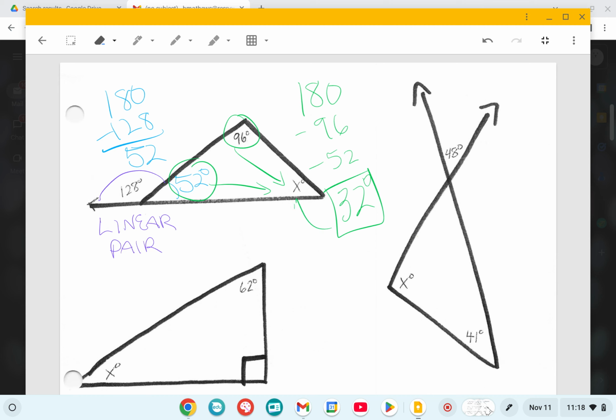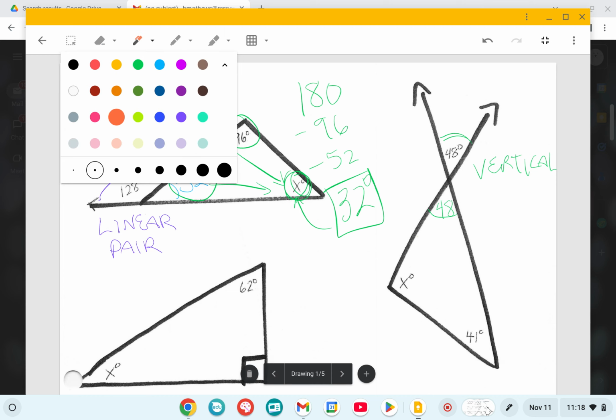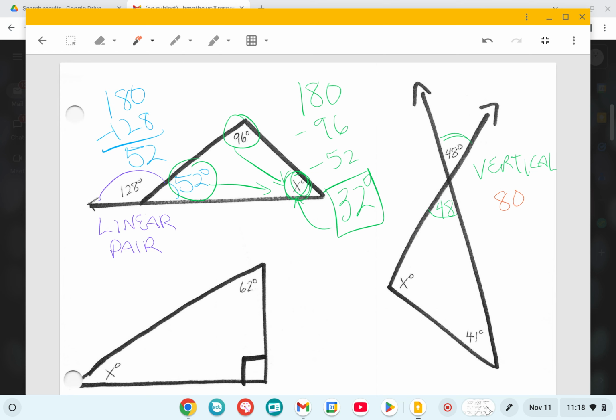Degrees for the x. Notice you have to just do that extra step. Similarly, in the next problem, this right here is a vertical pair. Vertical angles are congruent. So we know that if this is 48, then this is also 48. And then all I have to do is do 180 minus once again. So I do 180 minus 48 minus 41. And I get 91 degrees for my missing angle here, 91 degrees.